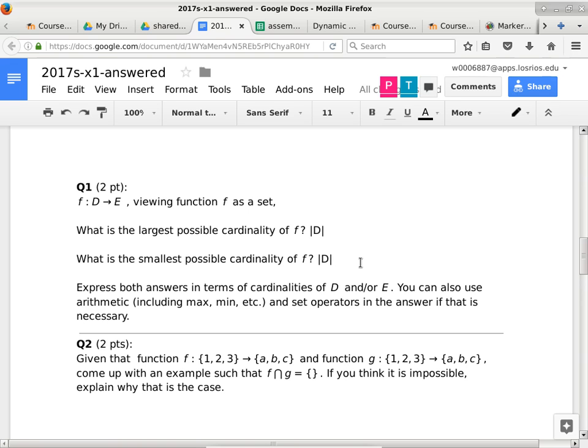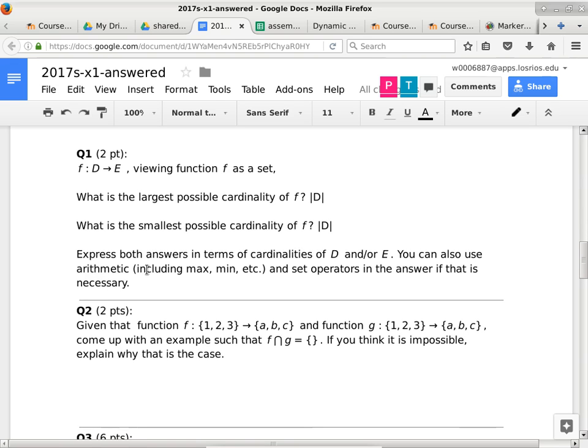Can they all map to the same thing in the codomain? Sure, I don't see why not. Can they all map to all unique elements in the codomain? Yeah, that's fine too. But they have to map once and only once. Exactly once. So that's why bar D bar is the answer to both of those questions. So the rest is really to throw you off. You can use max, min, any set operators, and so on and so forth. That's just completely to throw you off. Is that okay so far?